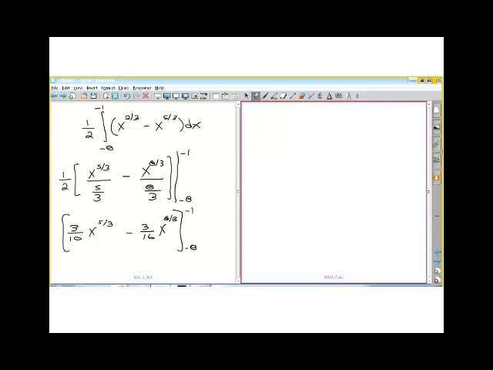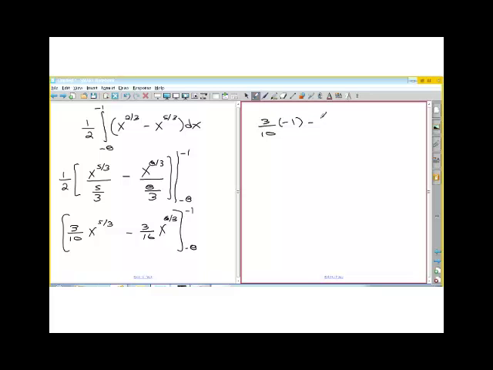Now you could just plug this into your calculator, and that'd be fine. But I'm going to show you how to do this without using your calculator. If you take the cube root of -1, you get -1, because -1 cubed is -1. Evaluating at the upper limit: the cube root of -1 is -1, and then you raise it to the 5th power. -1 to the 5th power is still -1 because it's odd. So we get -1 for that first one.